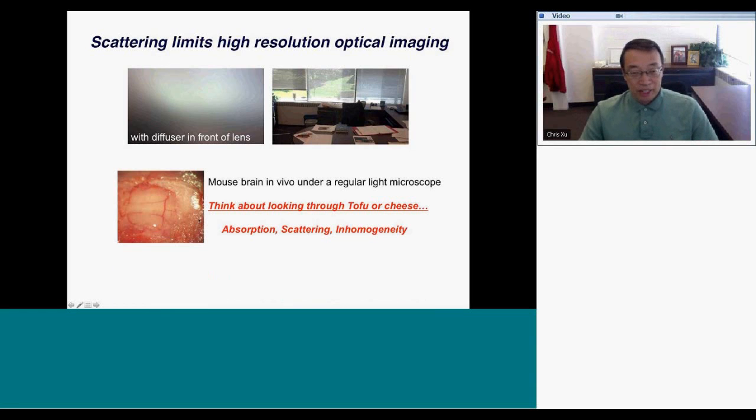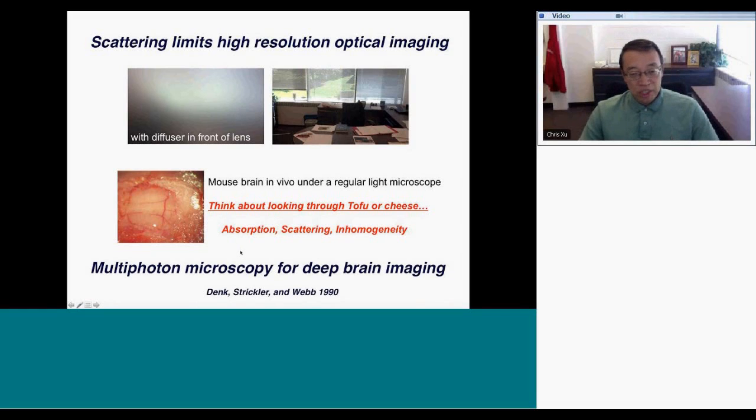Now look at the mouse brain. If you think about this, the mouse brain underneath a wide field microscope with craniotomy. So we remove the bone, put a piece of glass window on the top. You really have to think about looking through a piece of tofu or a piece of cheese. Imagine to see a single cell underneath those things. It's going to be difficult. And the tool we use is called multiphoton microscopy. And this tool was actually invented about 2.5 decades ago by Winfried Denk and Watt Webb at Cornell, right here inside the lab I'm occupying right now.